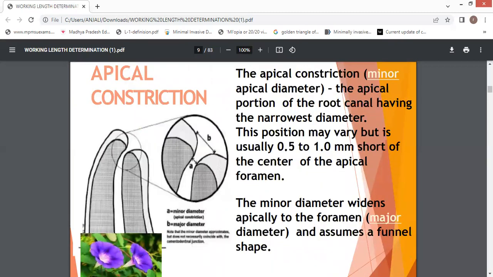Apical constriction, which is also called minor apical diameter, is the apical portion of the root canal having the narrowest diameter. This position may vary, but is usually 0.5 to 1 mm short of the center of the apical foramen. The minor diameter widens apically to the foramen major diameter and assumes a funnel shape.